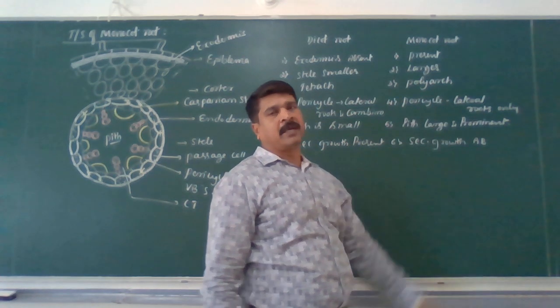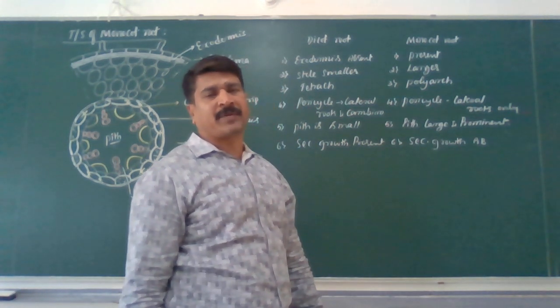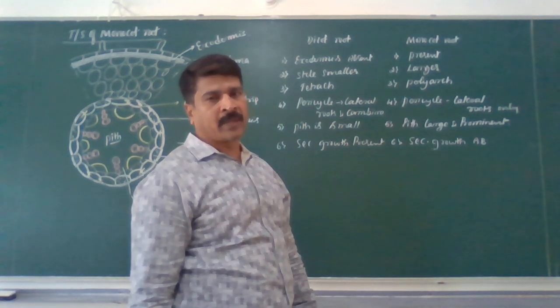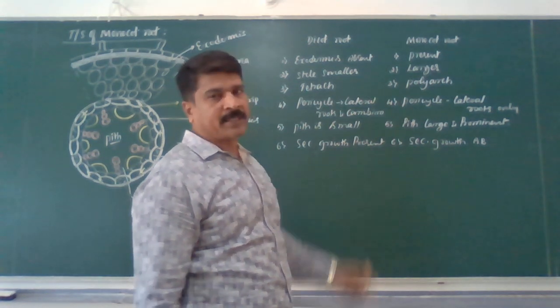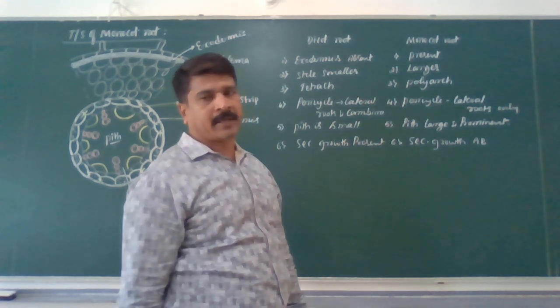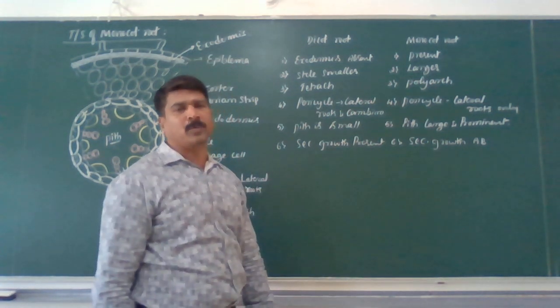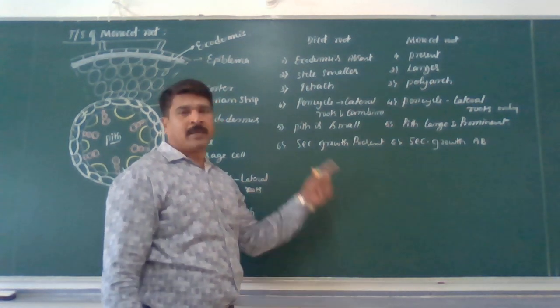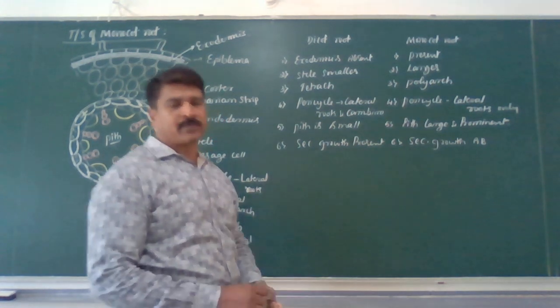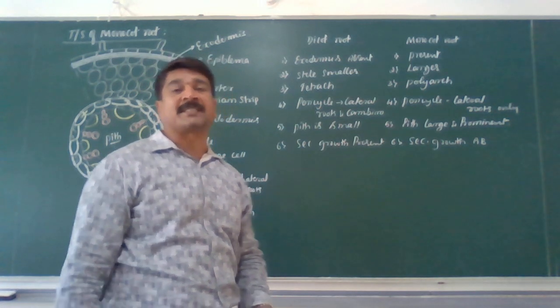So with this, we have completed the anatomy of dicot and monocot roots. Got it? If you keep these differences, you can write the characters of both dicot and monocot. You remember this. Clear now? Yes. Next we'll go for the anatomy of the stems.